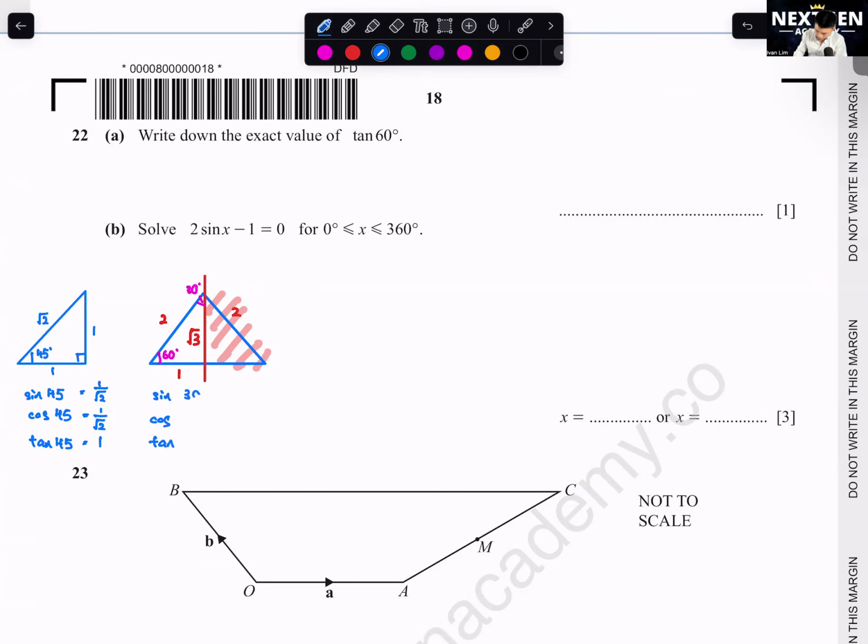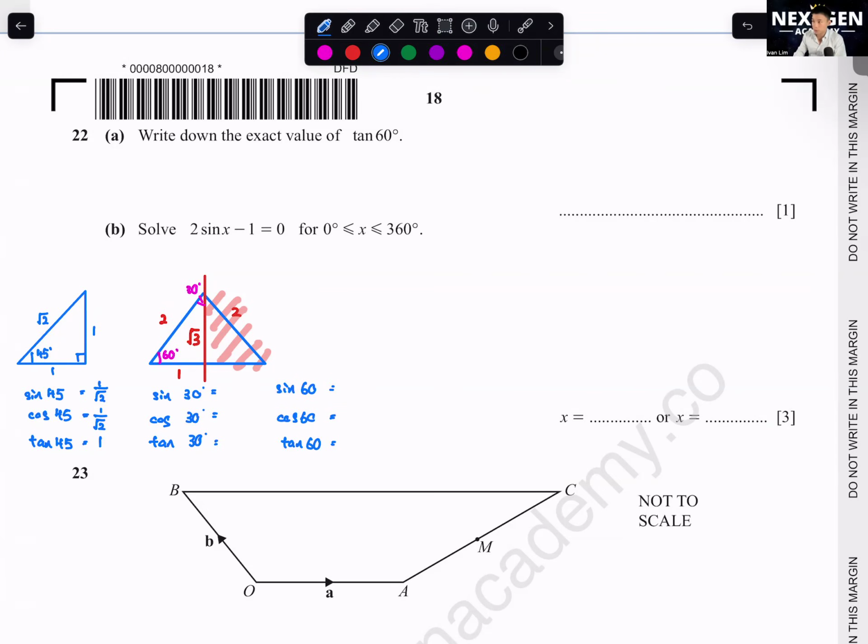So before your exam, you all need to have this memorized. Write it down somewhere on your rough paper first. I think it will take you maybe 1 or 2 minutes only. Sine 60, cos 60, tangent 60. I know some of you can memorize it. If you memorize this, go ahead and memorize it.